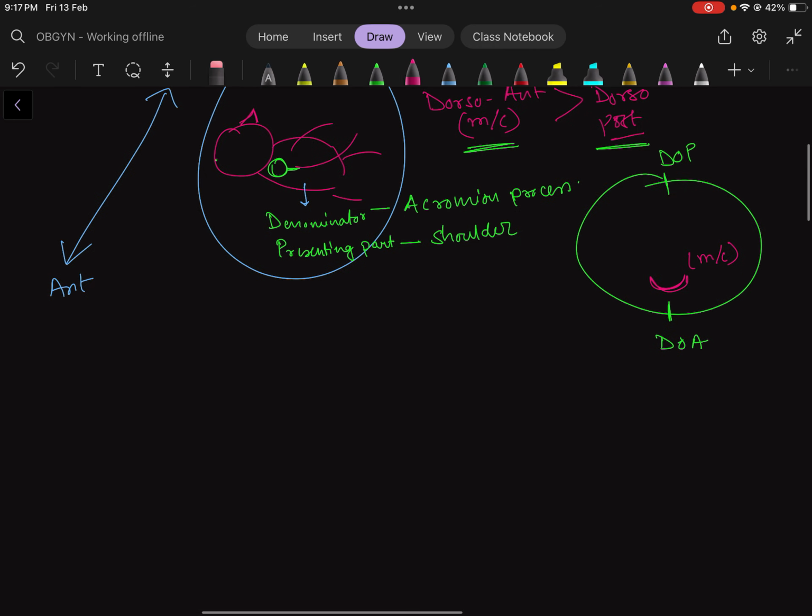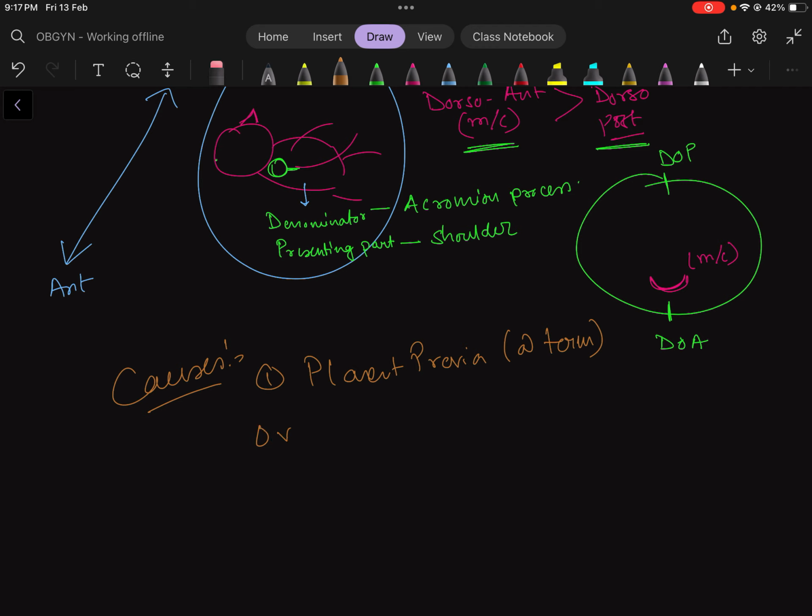So moving forward, the cause is mainly placenta previa at term, but overall the most common cause is prematurity.